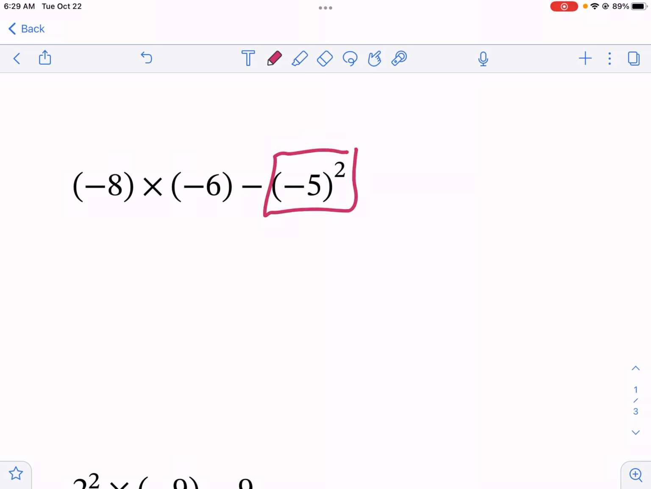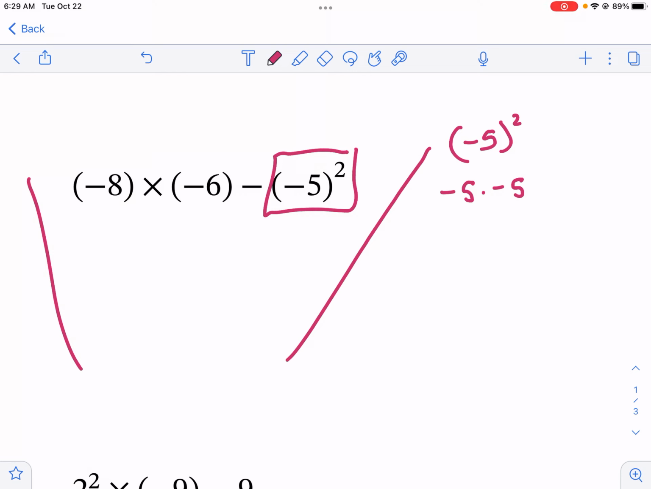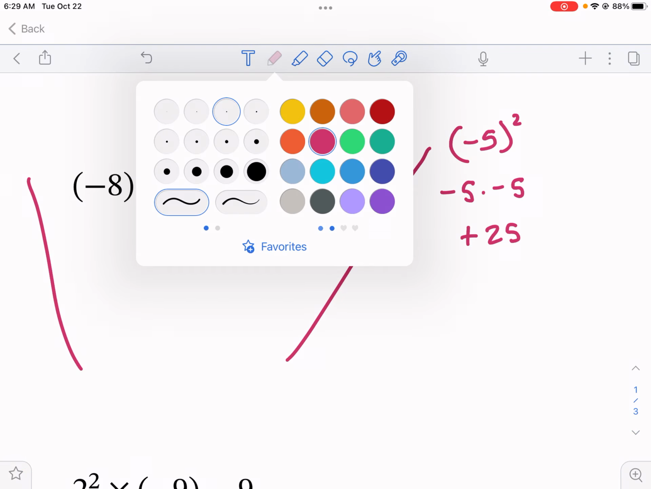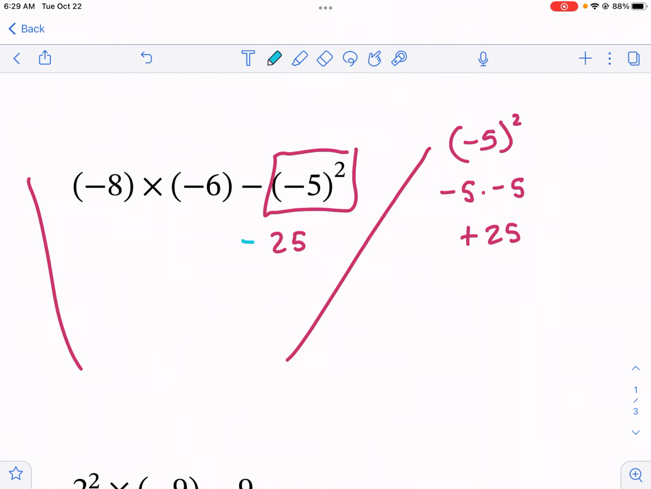Here's my exponent. I got to be careful here because there's a bunch of negatives. This just means I have a negative 5 times negative 5. Negative 5 squared means I'm multiplying the negative 5 times itself. Negative times negative equals a positive, and it's going to be 25. Now, I have to copy down everything else around it. So this is where you got to be careful. I have negative 8 times negative 6, and you'll see I didn't write the parentheses there just to simplify it, minus the 25. That minus still needs to stay there.